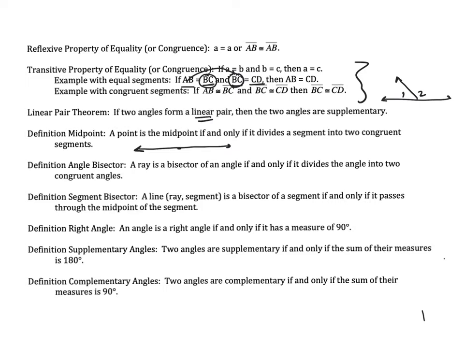This is a definition. A point, I need points here, not arrows. A point is the midpoint, so there's my midpoint, if and only if it divides the line into two congruent segments. Now notice that's a biconditional.